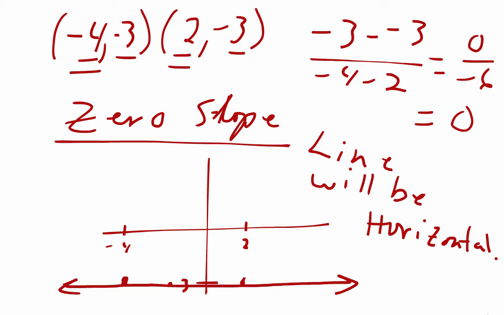So since it's horizontal, what do you notice about my 2 points up here? Well, if you look at that, my y coordinates are exactly the same. So if my y coordinates are the same, -3, -3, whatever they are, if they're exactly the same, then I will have a 0 slope.